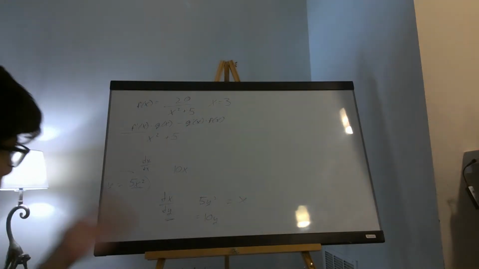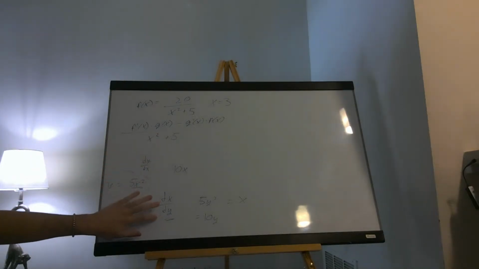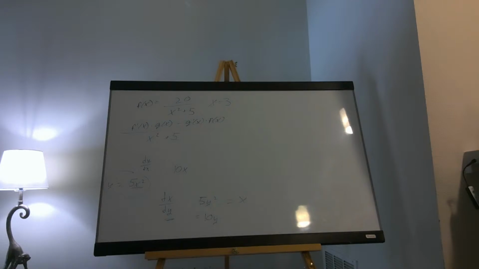Okay, but yeah, the only difference is that you differentiate based on the letter that's on the bottom. The letter on the top is what the whole function should be. Does that make sense?